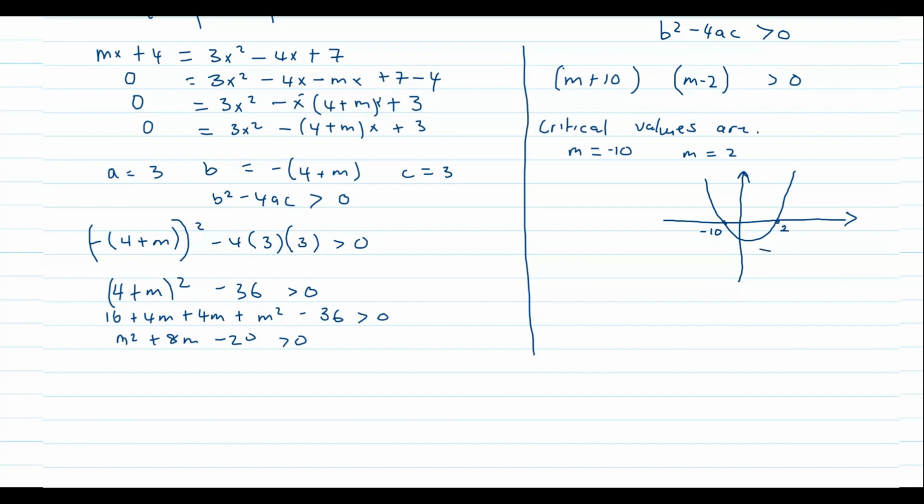So what we can see is that the values are increasing in this direction, and also increasing in this direction. What that means is that the values of m will be m less than negative 10 and also m greater than 2. So this will be our final solution. All right.